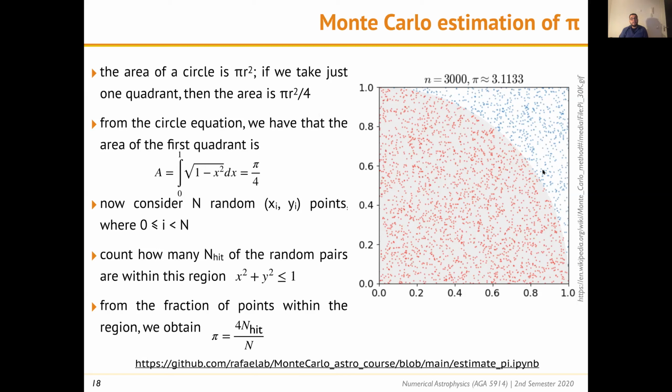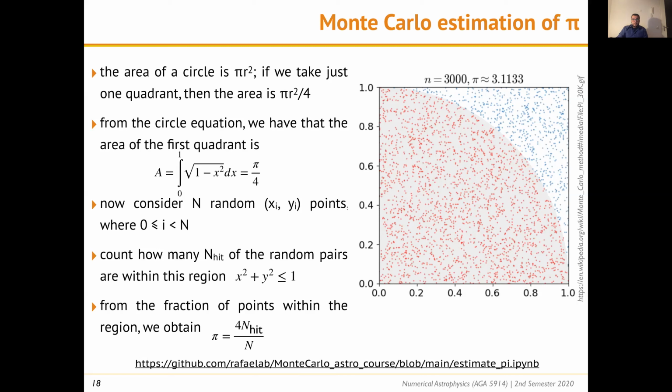Now we can consider n random points, n being the number of points, okay? And we can do the following. We can just keep throwing a lot of points within a given area and counting how many of these fall within my circle.